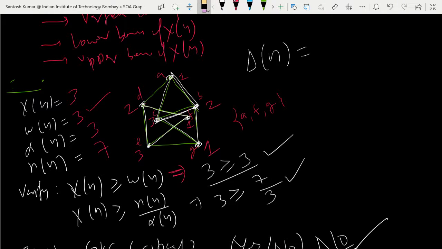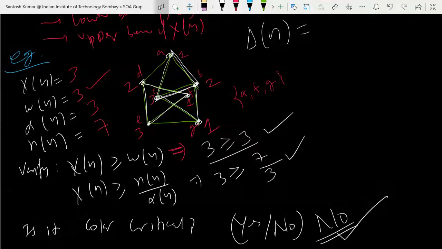This is just an example, not exactly. I missed something, so let me write just an example. So what is delta G here? 3. So the maximum edges at a vertex is 3.